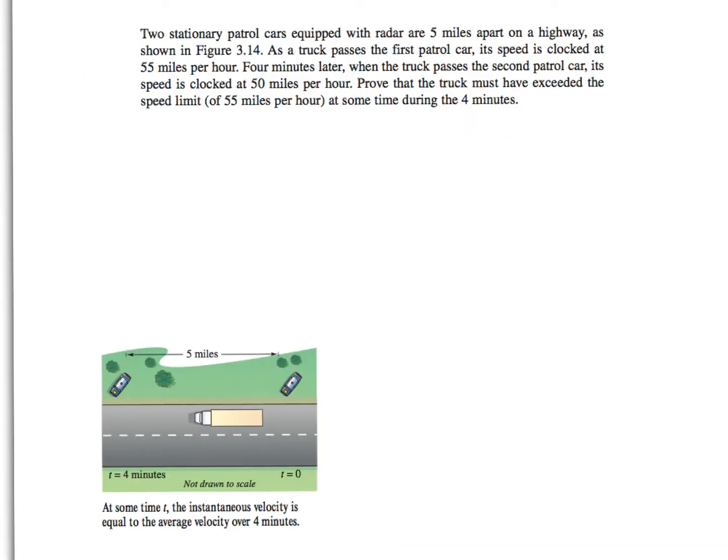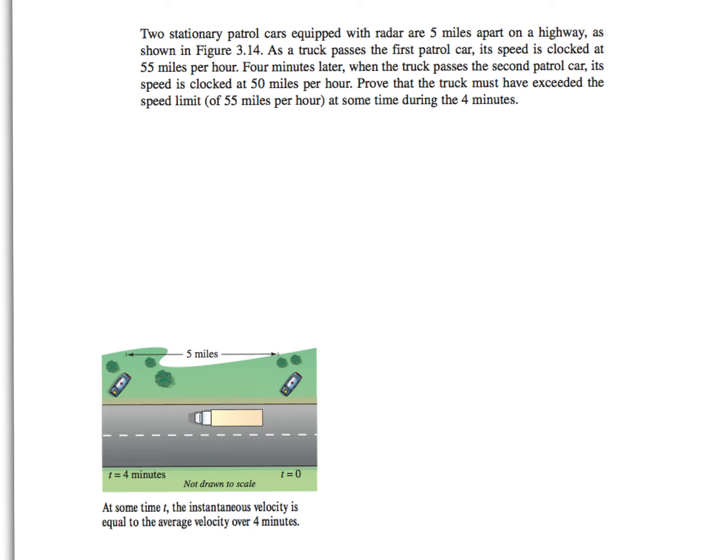Two stationary patrol cars equipped with radar are 5 miles apart on the highway, as shown in Figure 3.14. As a truck passes the first patrol car, its speed is clocked at 55 miles per hour. 4 minutes later, when the truck passes the second patrol car, its speed is clocked at 50 miles per hour. Prove that the truck must have exceeded the speed limit of 55 miles per hour at some time during the 4 minutes. All right. Now, we're going to use the mean value theorem.